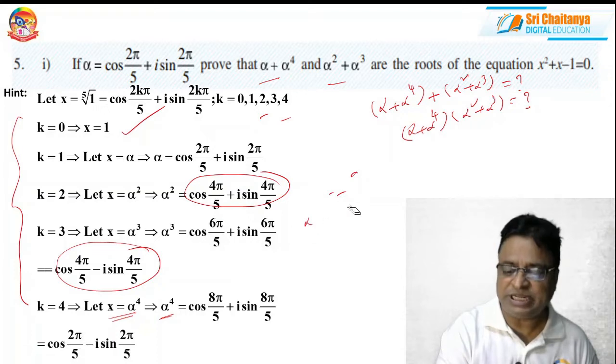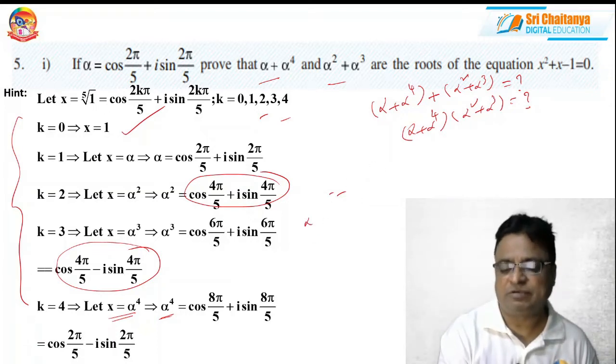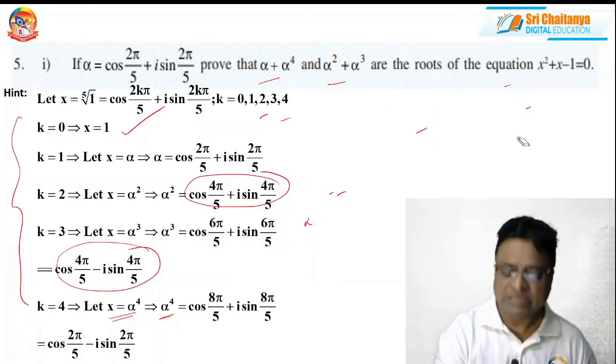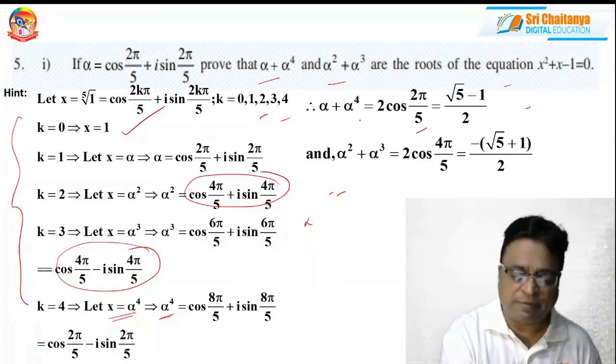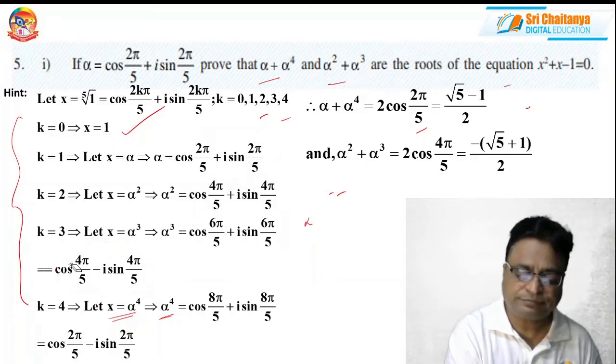So now my question is, what is alpha plus alpha power 4? That I need to find. For that, I know this alpha very easily.